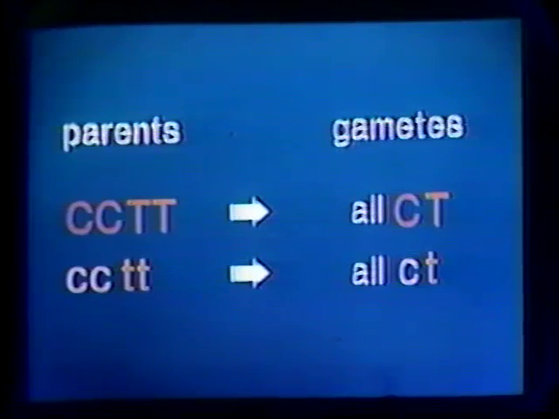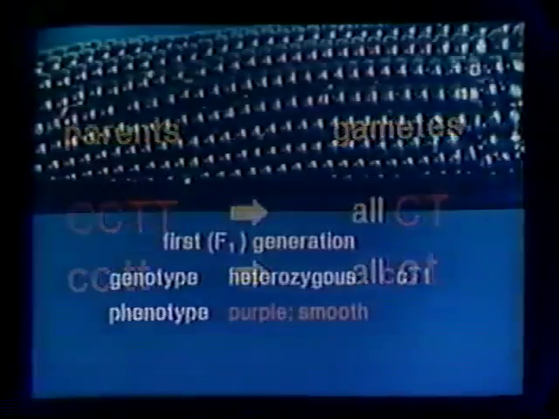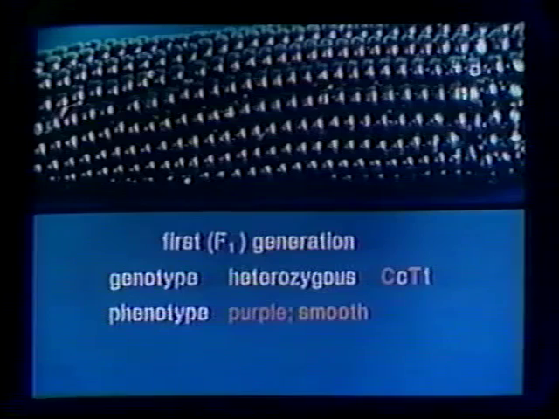In this case, the parent carrying the two pairs of dominant genes will produce gametes that all contain one dominant gene for purple color and one for smooth texture. The other parent, carrying the two pairs of recessive genes, will produce gametes that all contain one recessive gene for yellow color and one for wrinkled texture. So in the first generation, called the F1 generation, these two kinds of gametes join to produce offspring that are all alike. Their genotype is heterozygous, with one dominant and one recessive gene for each of the two traits. The phenotype will be just like the dominant parent. All the offspring will be purple and smooth.